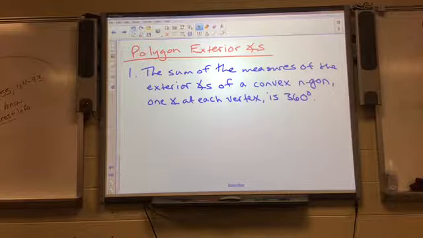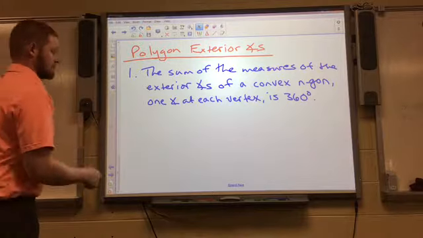Is there any computing or anything that you have to do here? No. What is the measure of all the angles added together? 360. Does it matter what shape it is? Does it matter how big it is? Does it matter if it's regular? No. Does it matter if it's convex, concave? Yeah, that matters. But otherwise, none of it matters.